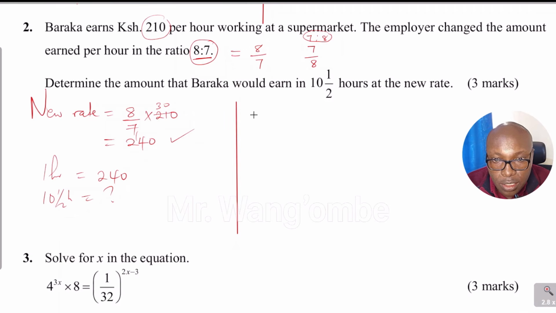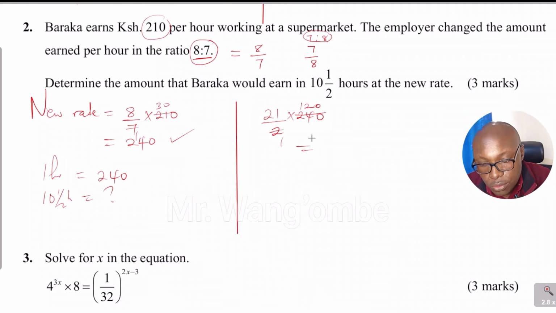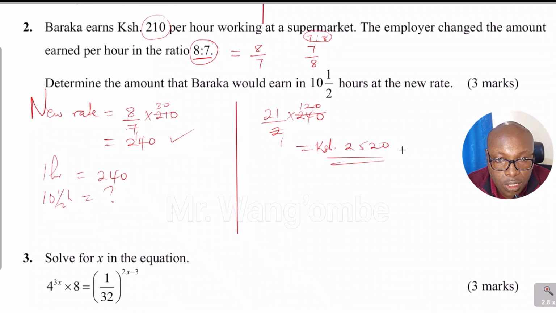So we'll take 10.5, which is 21 divided by 2, multiplied by 240. By 2 and by 2, 120. And when you multiply these, 21 times 120, this gives 2520. 2520 as the solution. Go to question 3.